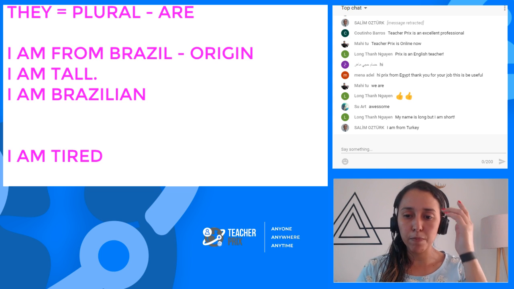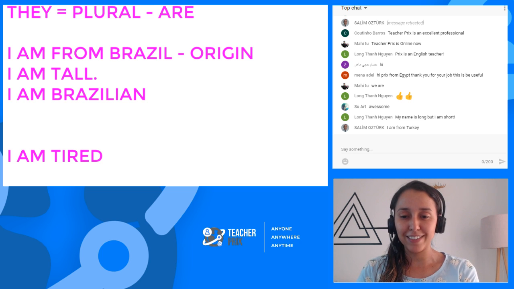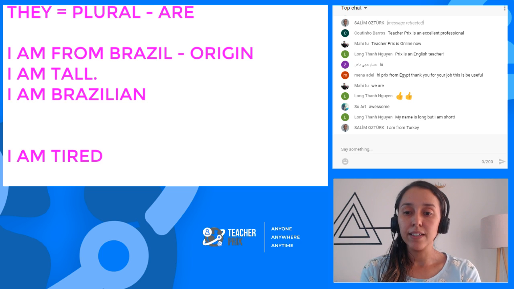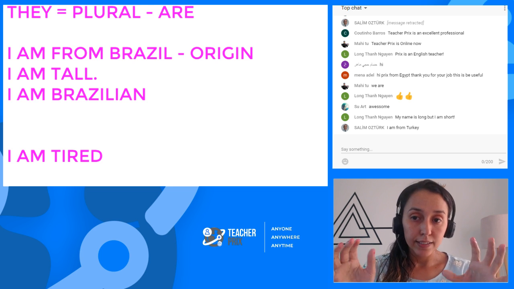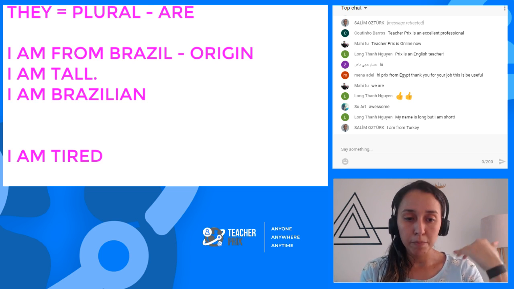Okay, I see some people are using other examples. My name is long, but I am short. That's a funny one. I'm from Turkey. That's awesome. Prix is an English teacher. Teacher Prix online now. That's great. I want to see more examples with verb to be, okay? That's the homework. If you're joining now, please send your examples with verb to be, okay?